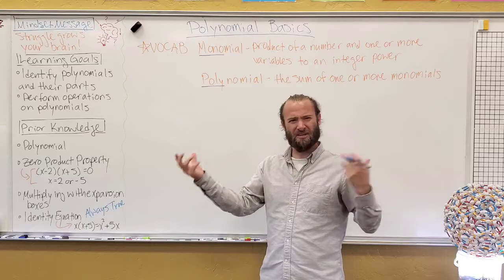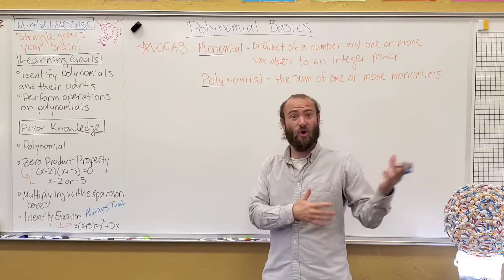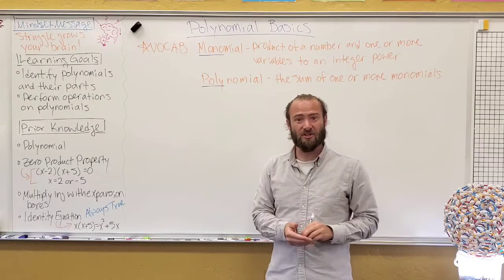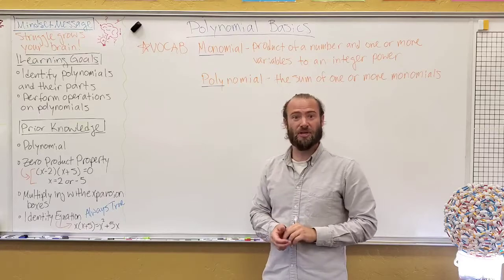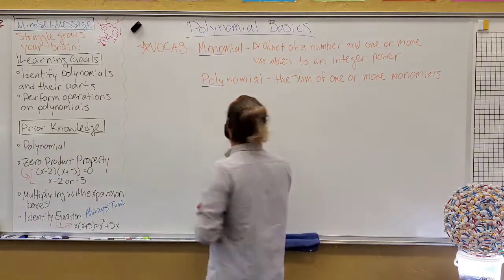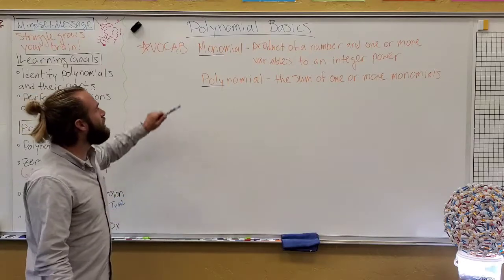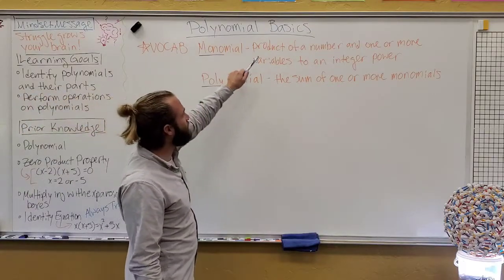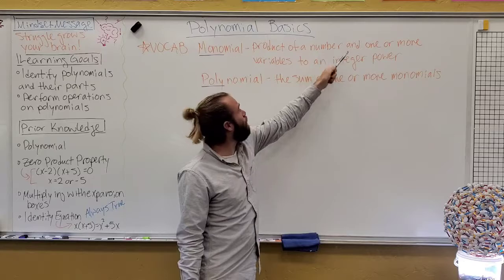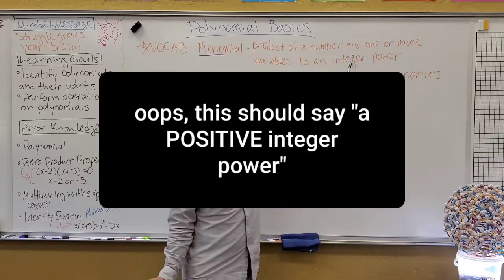It's a totally different sequence of steps, but it's just always going to produce the same results if you put a number in there. So let's get to a couple of vocab words. And again, these should be review. A monomial is a product of a number and one or more variables to an integer power.